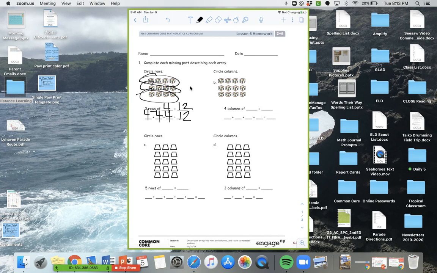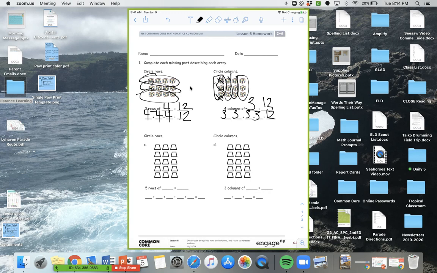B, same exact array, but now you're going to decompose it into the equal groups. Remember, take it apart by circling those columns. So 4 columns of 3 this time because it's 1, 2, 3. Okay. So then you're going to write 3 plus 3 plus 3 plus 3, which equals 12.